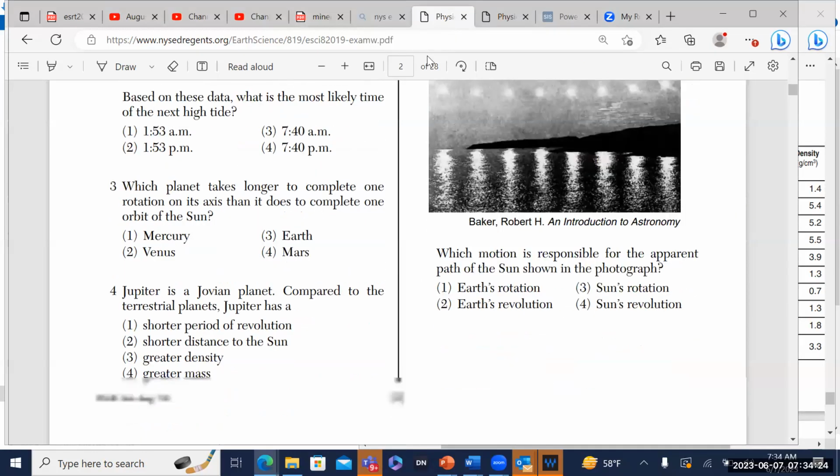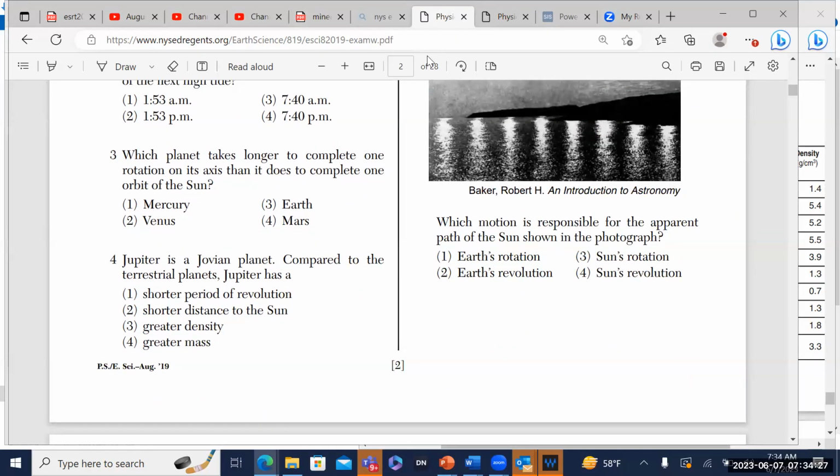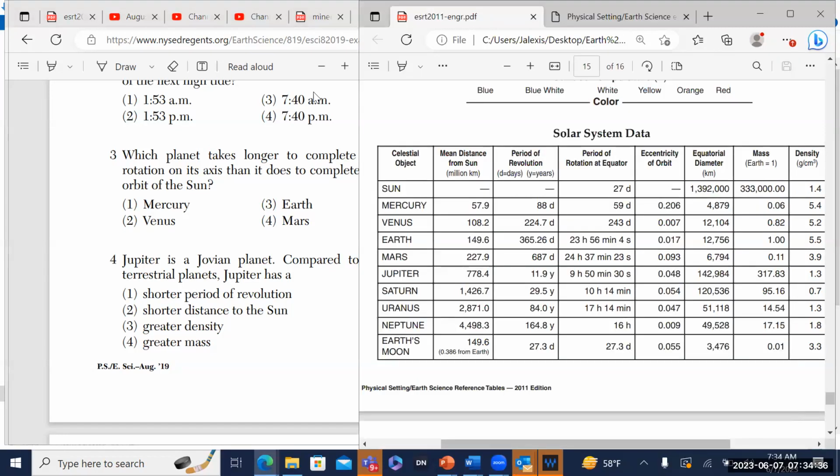Let's keep it going. All right, number 4. Jupiter is a Jovian planet. Compared to terrestrial planets, Jupiter has a what? So remember, if you have forgotten, the first 4 planets of the solar system are your terrestrial planets. I'm just going to label T for terrestrial. Your last 4 planets of the solar system are your Jovian planets. I'm going to label J for Jovian. So compared to terrestrial planets, Jupiter has a what?